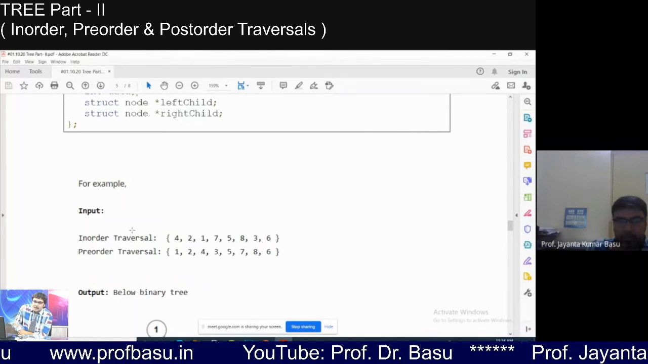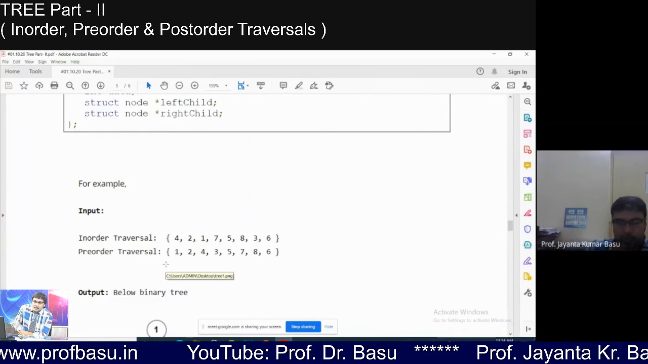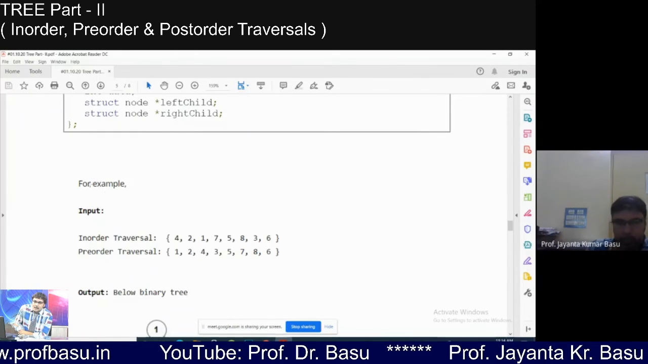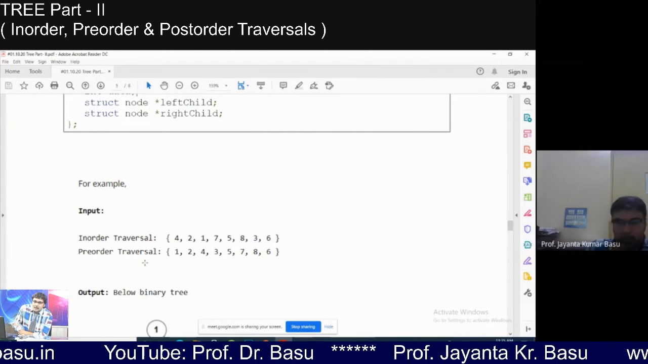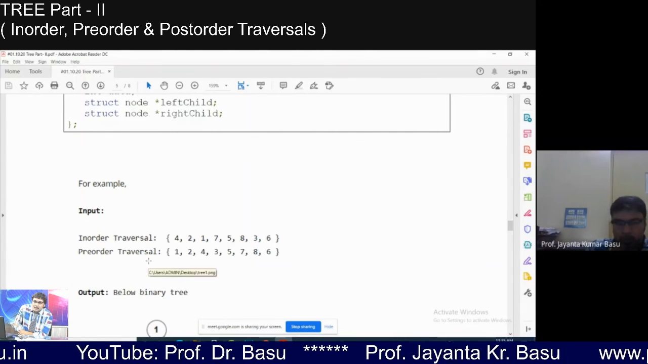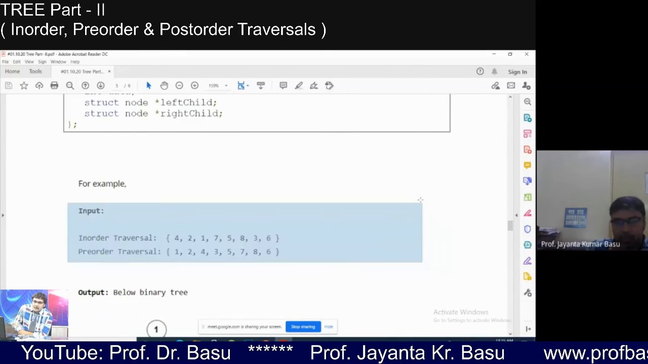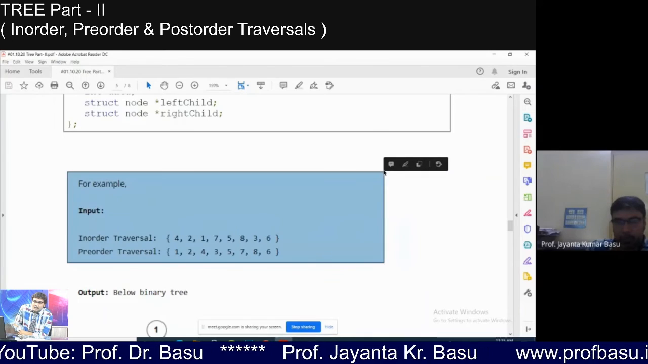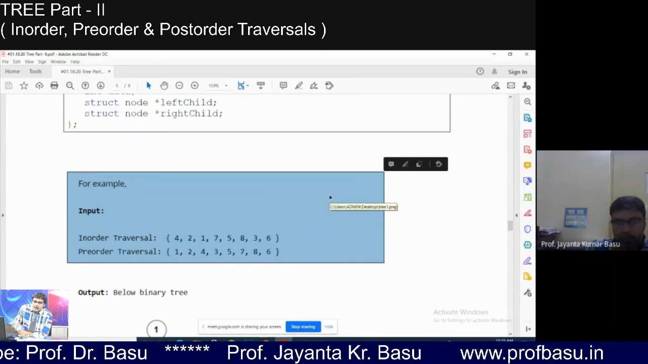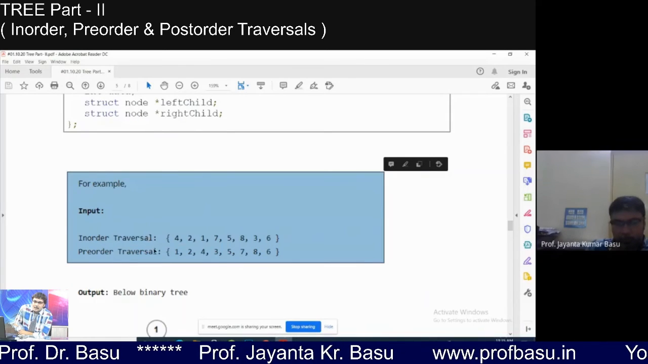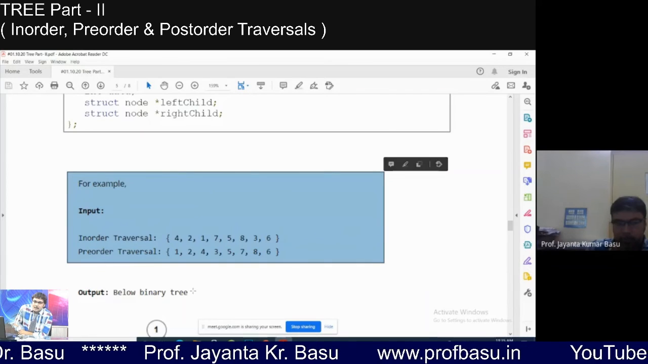You will be given these two traversals in sequence in the question. The question will always be: make a binary search tree from these two traversals. So up to this part you will get in your question. The question will be: make a binary search tree with the following in-order traversal and pre-order traversal.